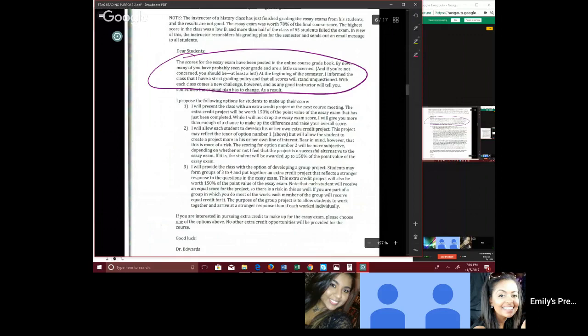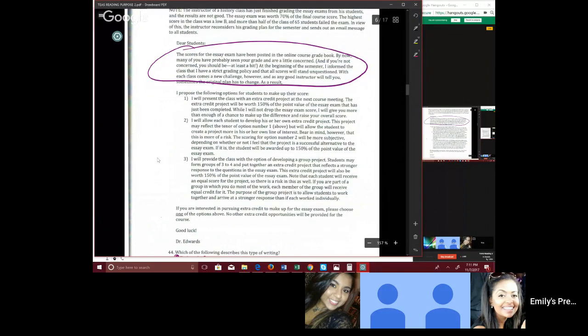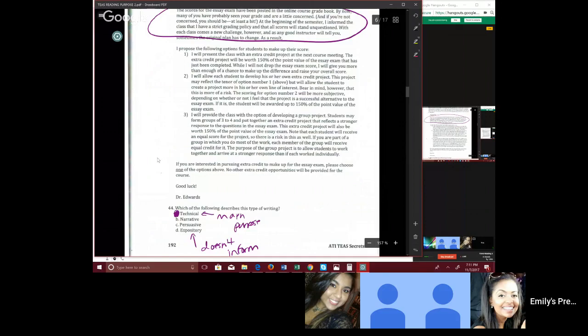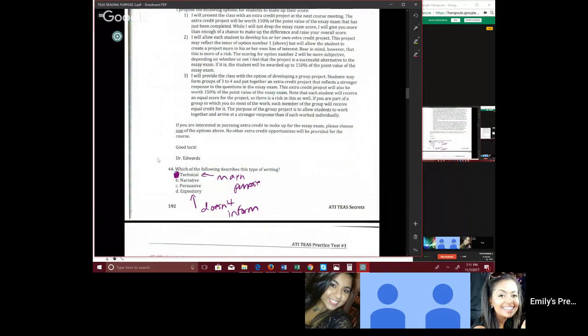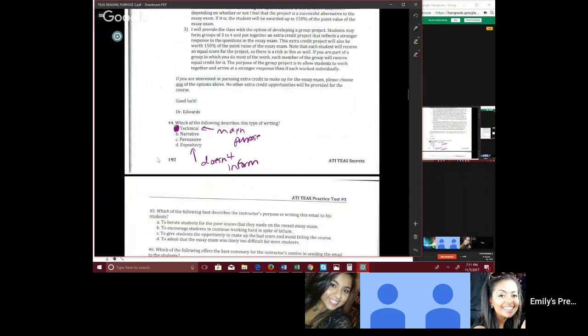This is kind of more descriptive and seems a little bit more like it's in the style of an informative, but they really don't inform us of anything. This is obviously something with a limited audience, which is people that are in this particular class. And the main purpose is the 1, 2, 3 that are included in there. So that one will be technical.